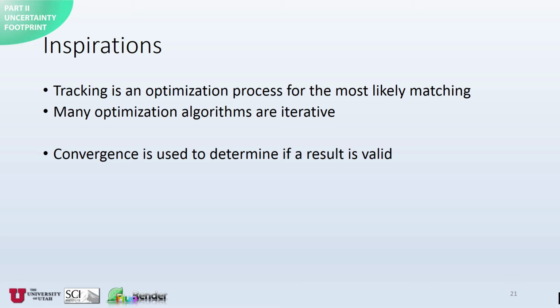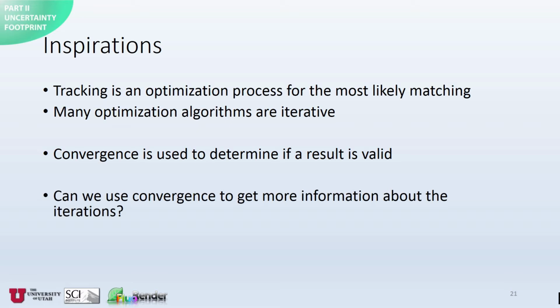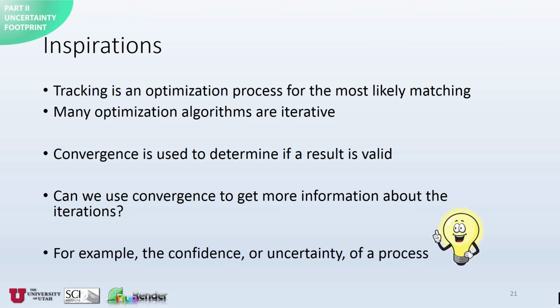For iterative algorithms, we usually accept or decline a result based on convergence. We examine if the sequence of results over the iterations converges on a stable solution. A converged result may not be correct, but it is what we usually will accept. The most commonly used convergence criterion is whether the difference between two outcomes of two iterations is sufficiently small. We wondered if we can get more information than that from a convergent process. For example, how confident, or uncertain, a process achieves its convergence. This information may shed light on the issues of the process if it is uncertain.